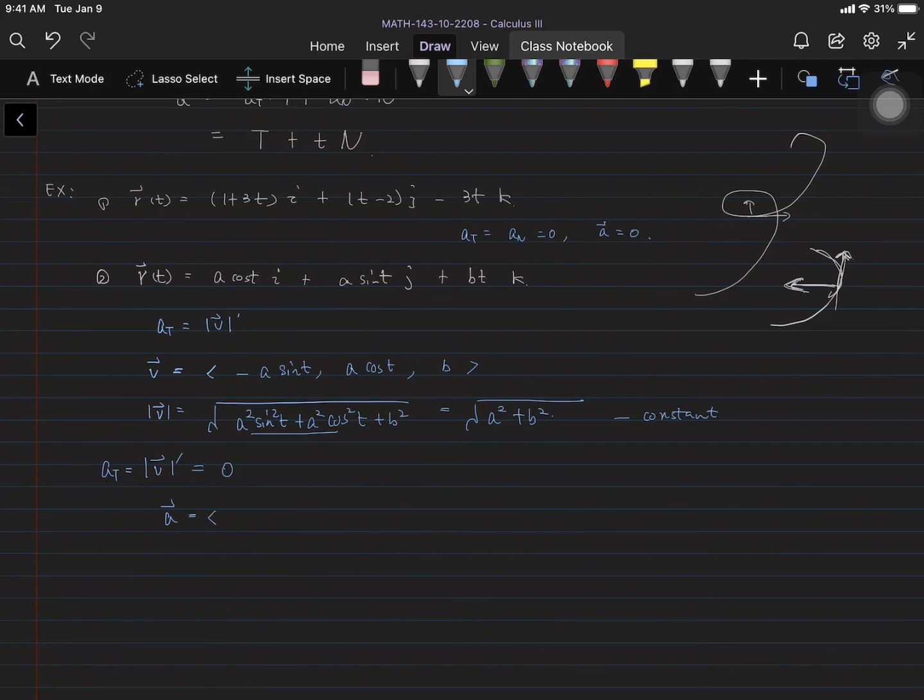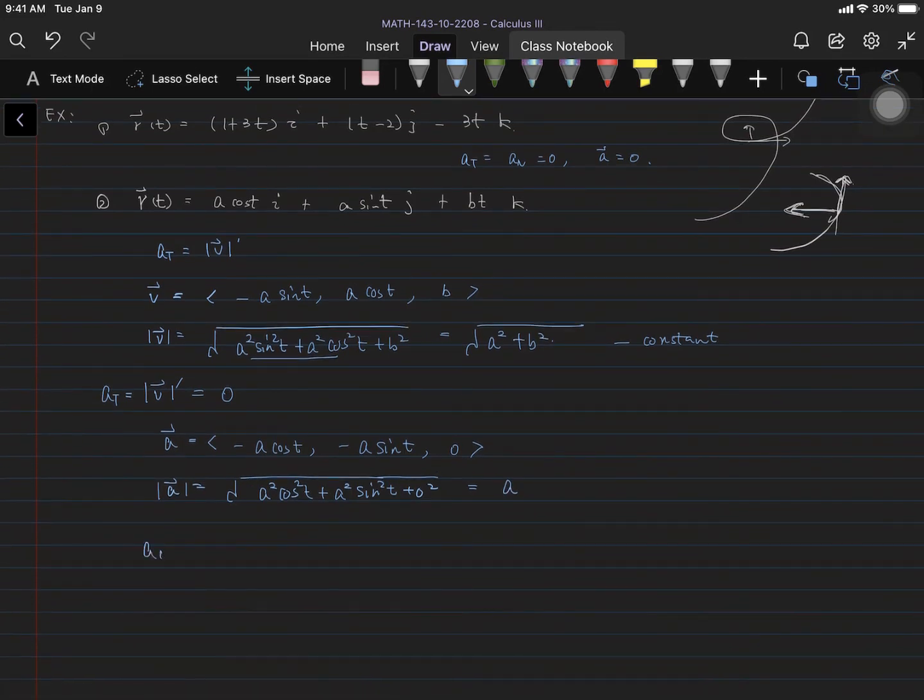So now I'm going to find the a vector. That's the derivative of the v vector. So now I'm looking at the v vector. Negative a cosine t, negative a sine t. Derivative of b is 0. And the length of a is the root of a squared cosine squared, a squared sine squared, plus 0 squared, which is just 0. So it's going to be a.